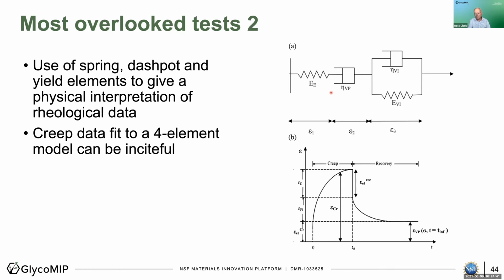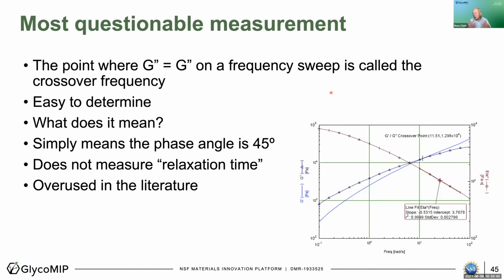The most questionable measurement, and boy, do I really question this one, is the point where G prime and G double prime cross. By the way, I've got 2 G primes up there. One that should be G prime equals G double prime. That gets thrown around a lot.